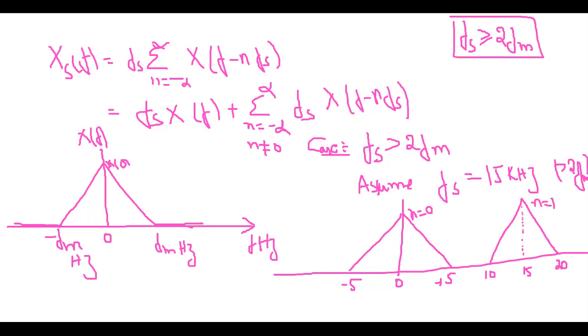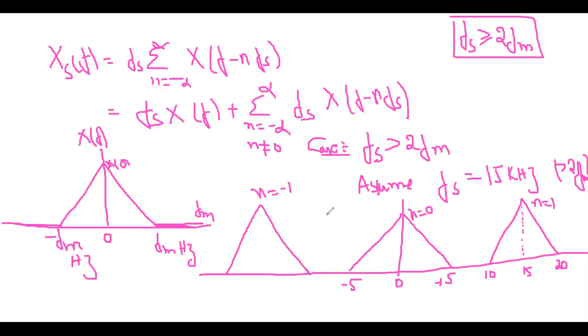Fs is greater than 2 fm as per the frequency. Now it is also shifted as a periodic function of the same signal. Now you see at n equal to minus 1.